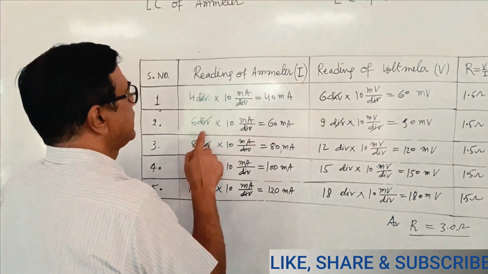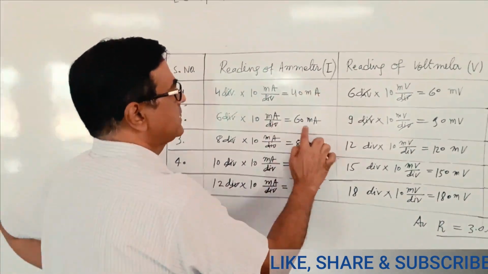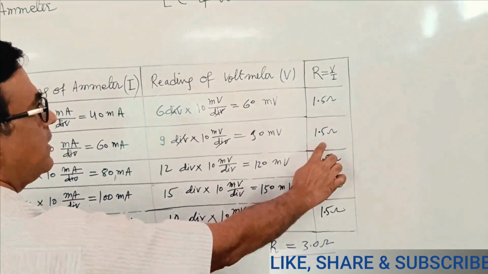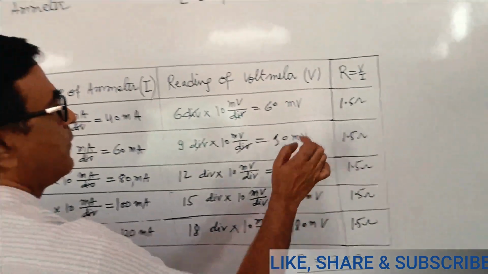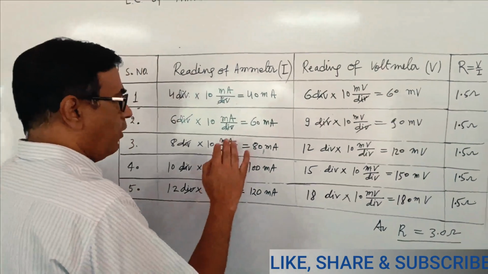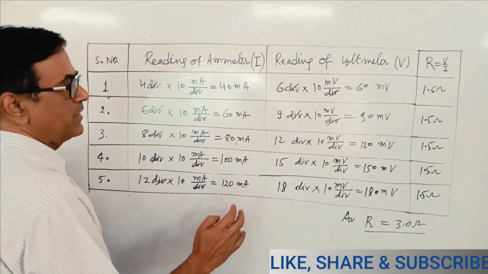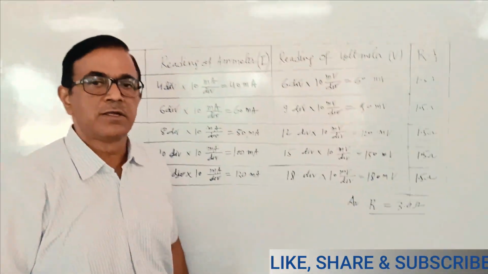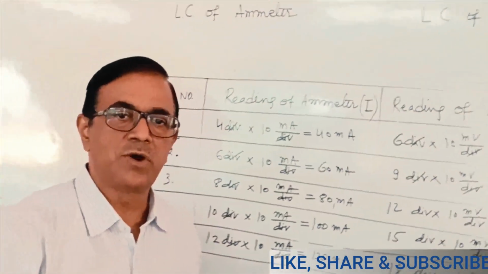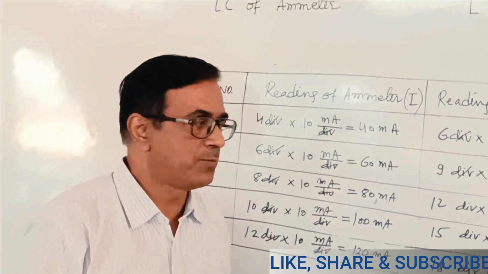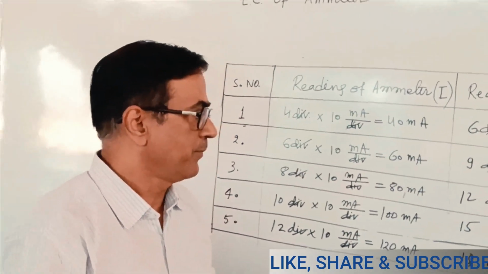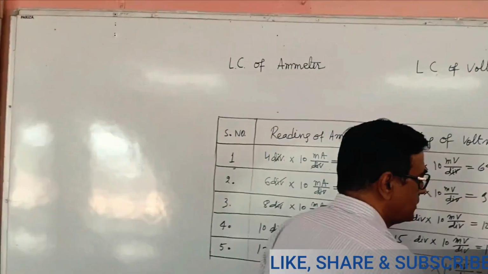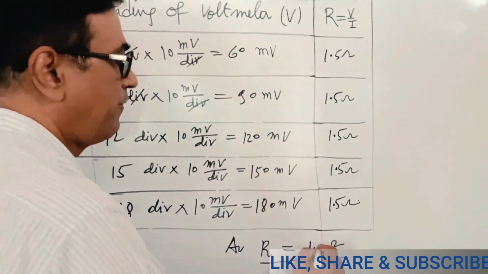For the second set, when the reading of the ammeter was 60 milliampere, the reading of the voltmeter was 90 millivolt. So again the resistance turned out to be 1.5 ohm. So for all 5 sets of readings, the resistance turned out to be 1.5 ohm as expected. The length of the wire was shortened to half, so obviously the resistance will drop to half. Yes, the average value in this case is 1.5 ohm.